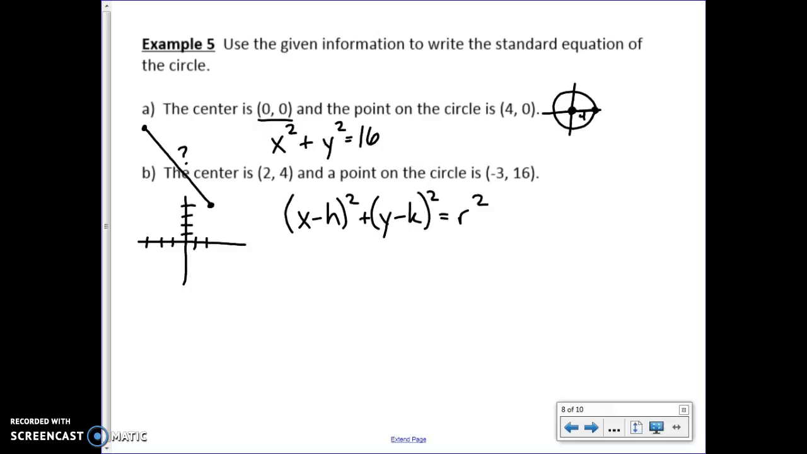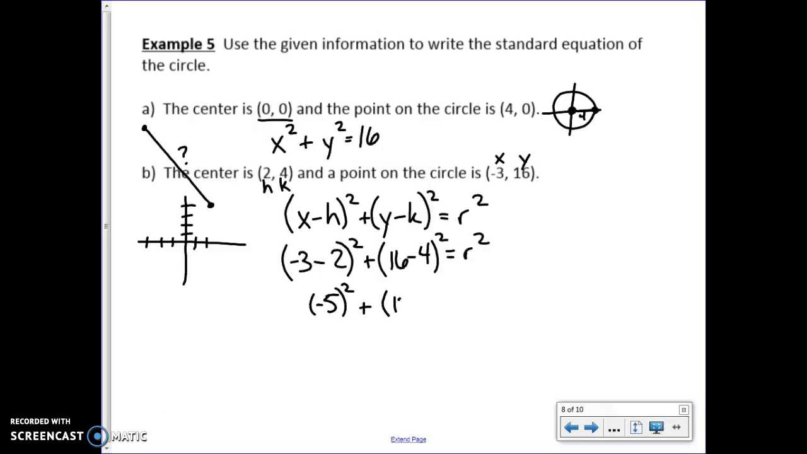X minus h quantity squared plus y minus k quantity squared is equal to r squared. So we know our center is h and k, and we know that a point on the circle is x and y. We're trying to find that r value. So I'm going to plug in x is negative 3, minus h is 2, y is 16, minus k is 4, and that equals r squared. So negative 3 minus 2 is negative 5, and then 16 minus 4 is 12.